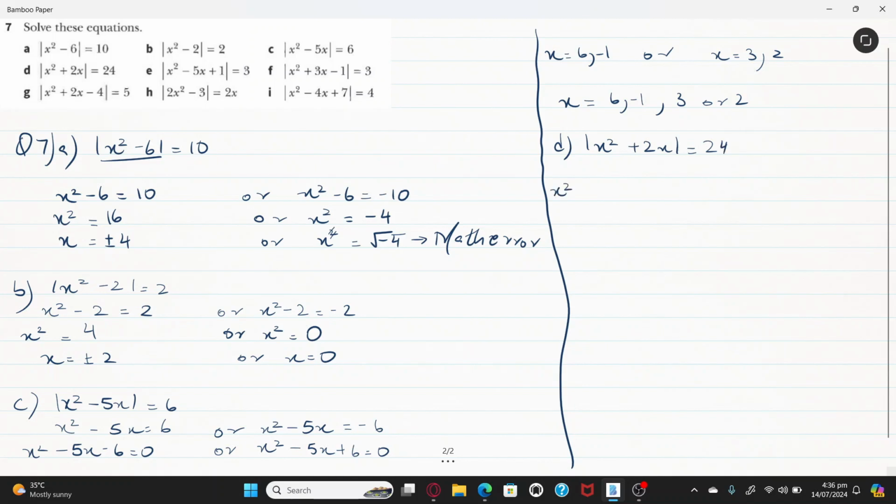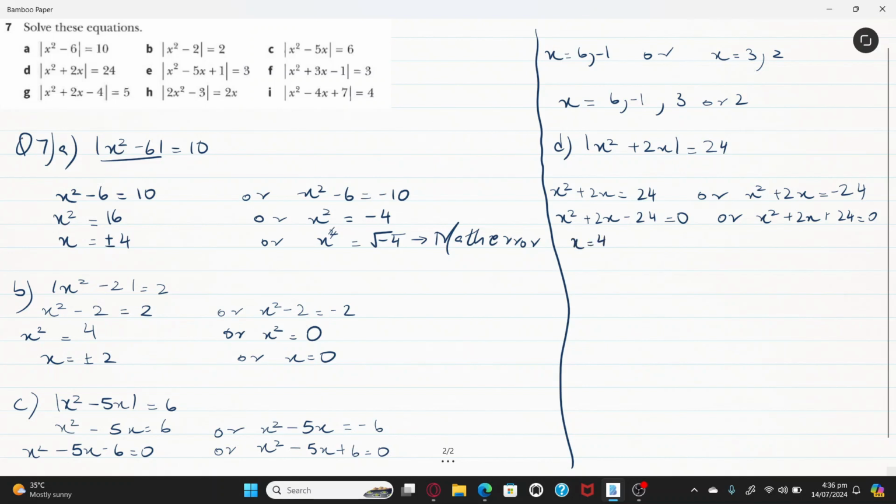Again, expand this up. x squared plus 2x equals 24, or x squared plus 2x equals negative 24. So that's going to give us x squared plus 2x minus 24 equals 0, or x squared plus 2x plus 24 equals 0. And I'm going to use my calculator. In fact, I'm going to use my calculator for every quadratic equation that's going to come in this lecture. So positive 1, positive 2, and negative 24. So that's going to give us x equals 4 and negative 6.